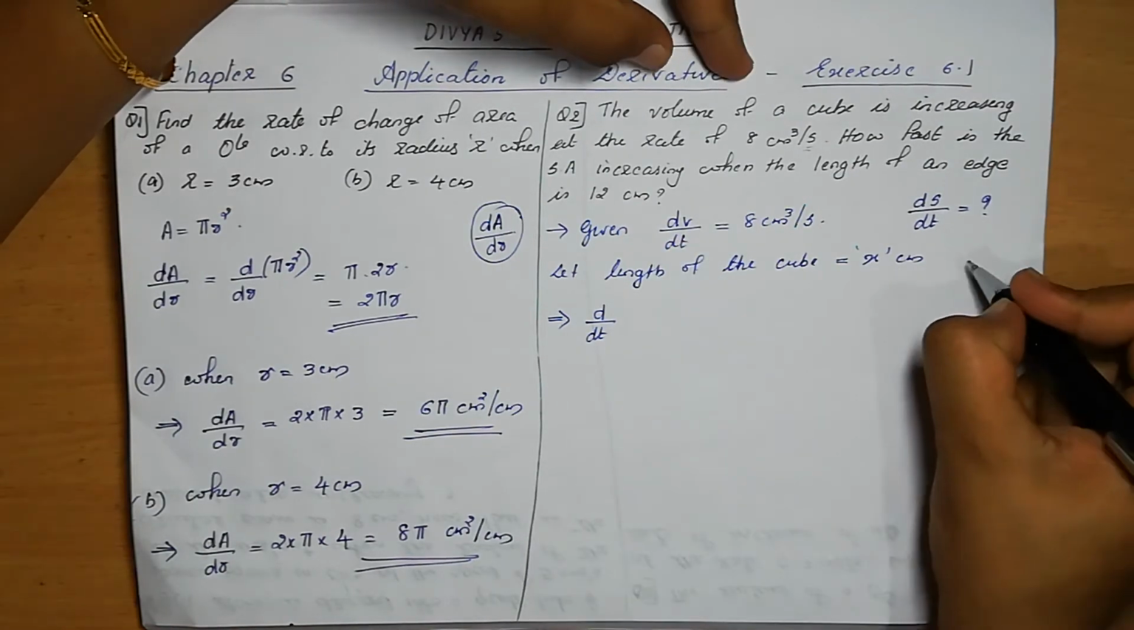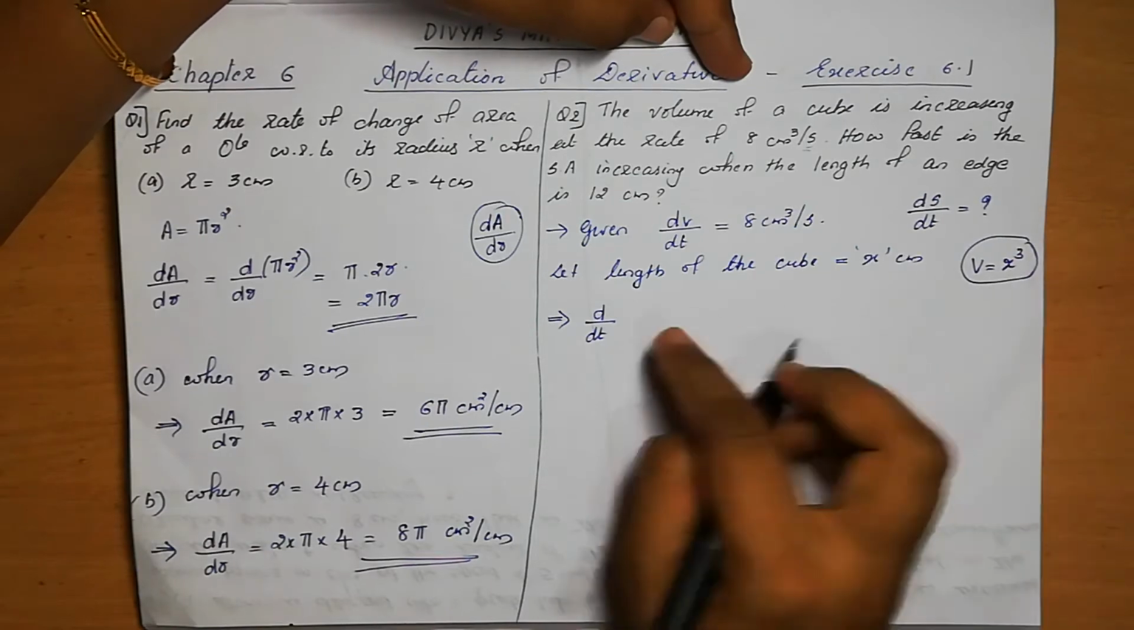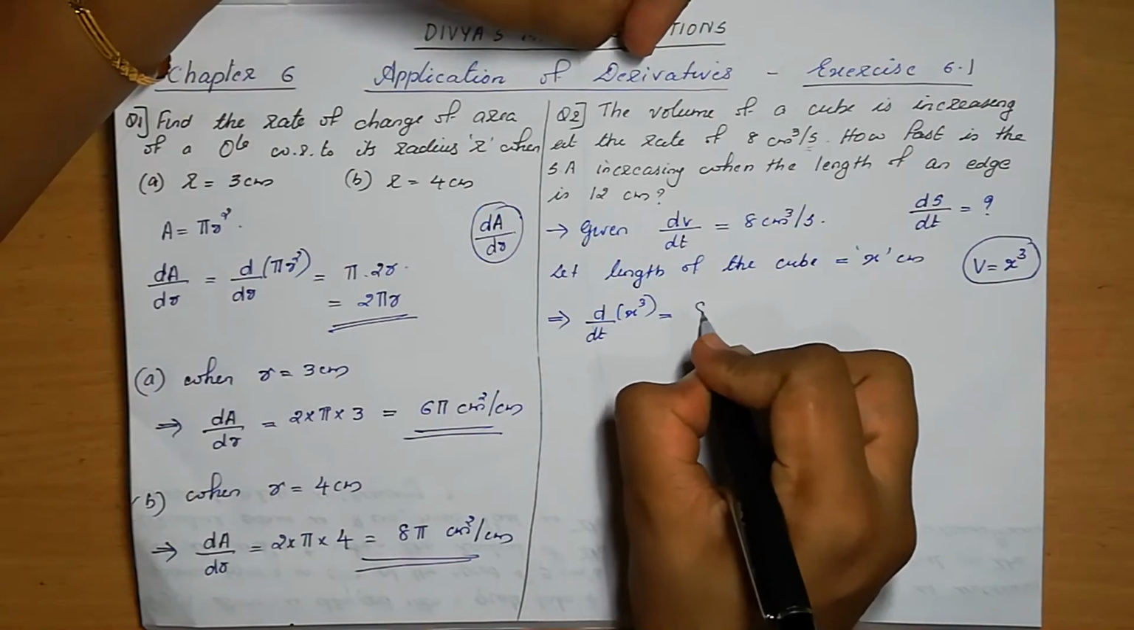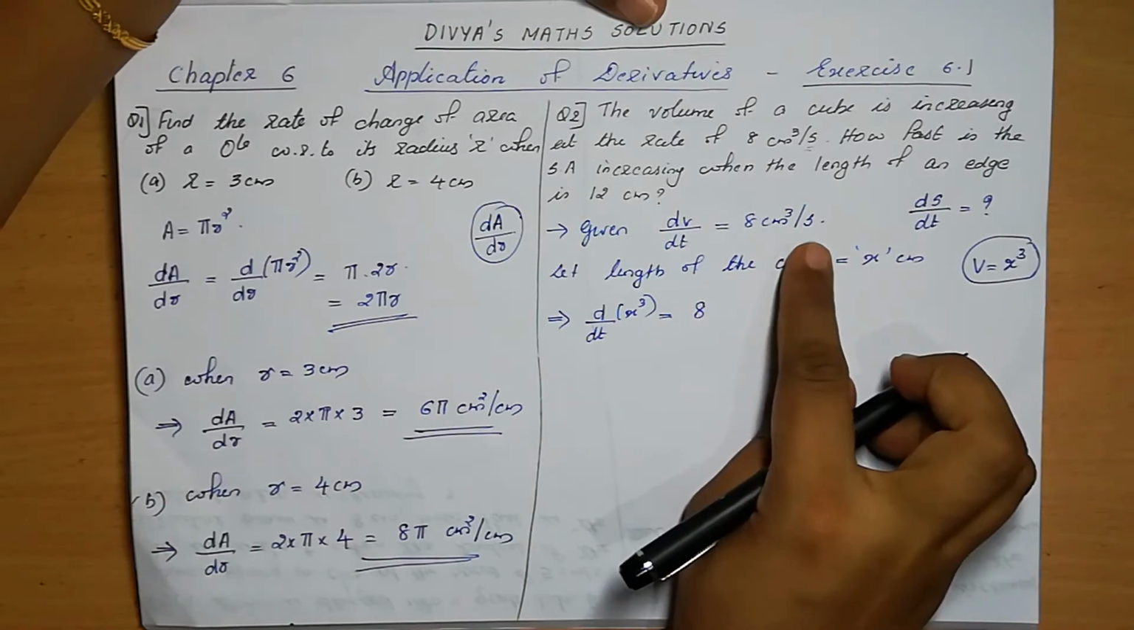Volume equation: the volume of a cube is side cubed. That means here it is x cubed, so I am writing x cubed, and that is equal to A. That is given.